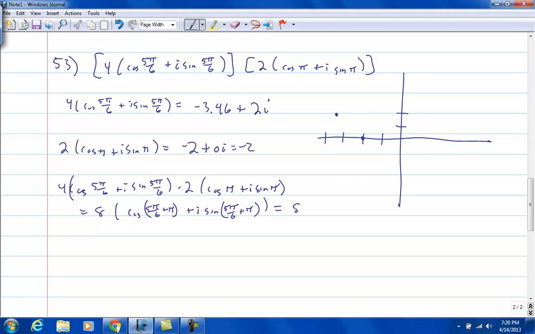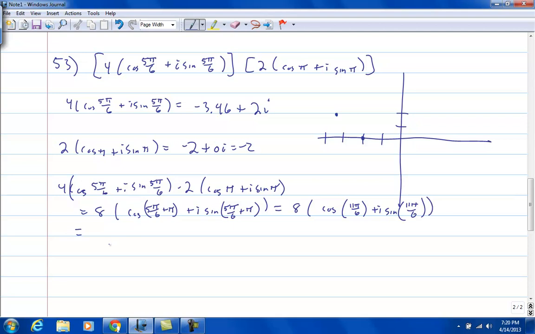So it's 8 times what? Cosine of, that's going to be 5 pi over 6 plus 6 pi over 6 basically, so that's going to be 11 pi over 6, plus I sine of 11 pi over 6. And if it helps to work this out, we can do that.